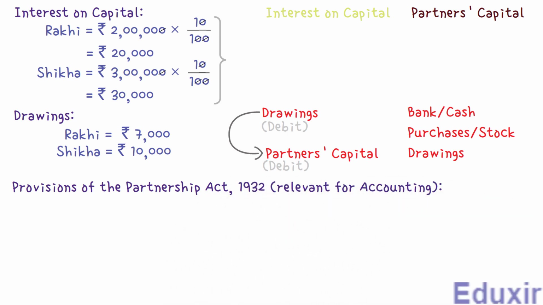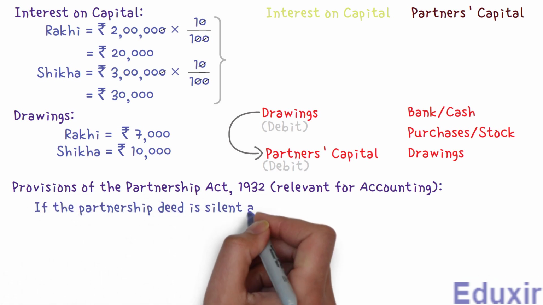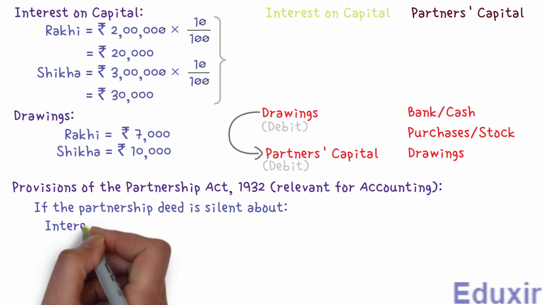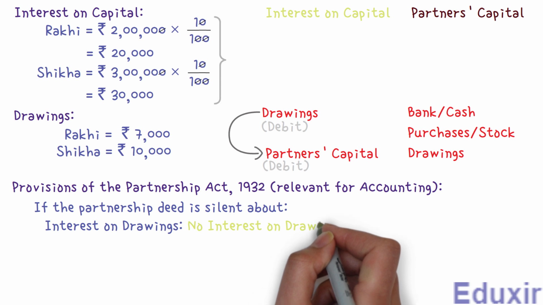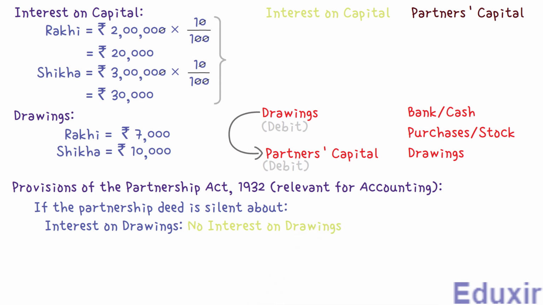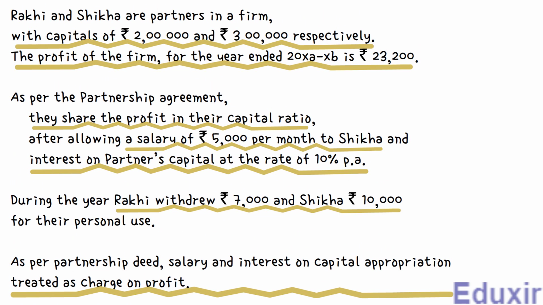So as per this act, if the partnership deed is silent about interest on drawings, then no interest is required to be paid on the drawings. So we don't have to deal with the interest on drawings in this case. So let's jump to the next statement in the given problem. As you can see, there are no more transactions in the given problem. So let's directly jump to the appropriation or distribution of profits.